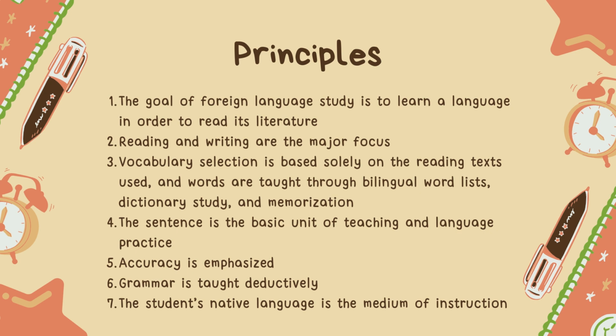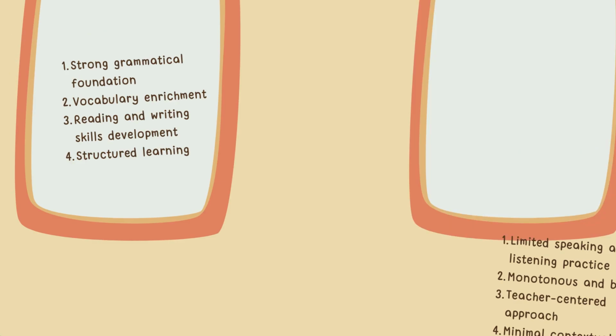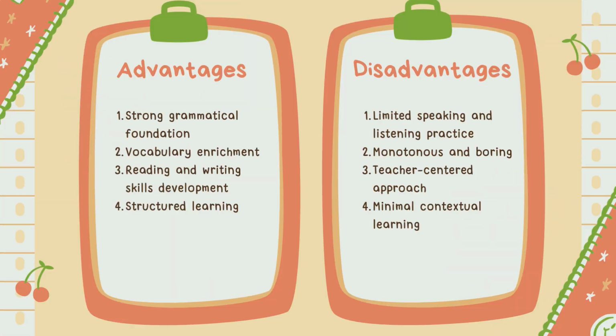In most grammar translation texts, a syllabus was followed for the sequencing of grammar points throughout a text, and there was an attempt to teach grammar in an organized and systematic way. And the last, the student's native language is the medium of instruction. It is used to explain new items and to enable comparisons to be made between the foreign language and the student's native language. The advantages of grammar translation method.